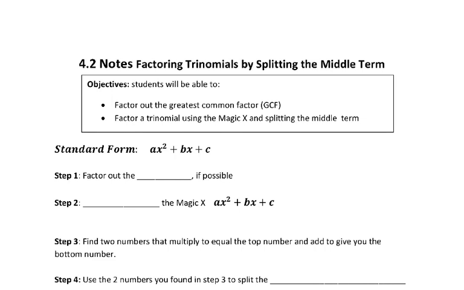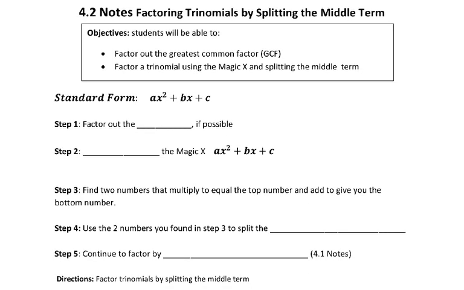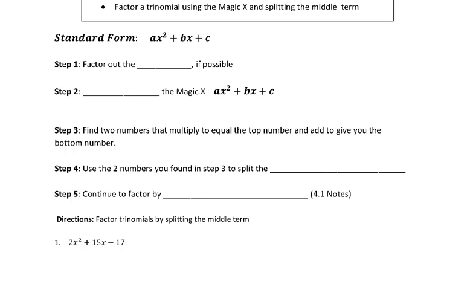All right, folks, so today we are going to factor trinomials by splitting the middle term. Standard form is ax squared plus bx plus c. The first thing we're going to do is factor out the GCF if possible. Remember to use your factor sheet if you need it.